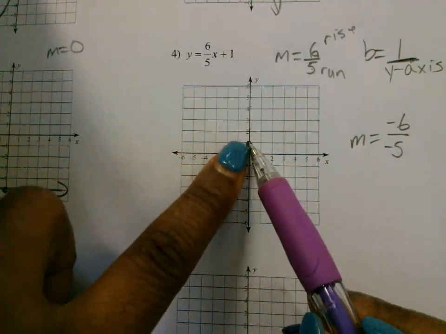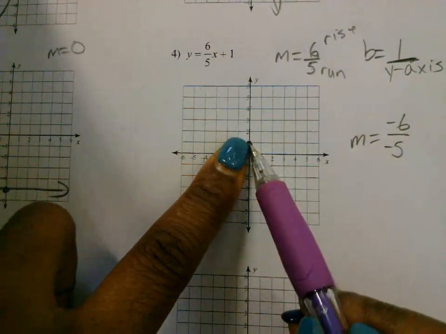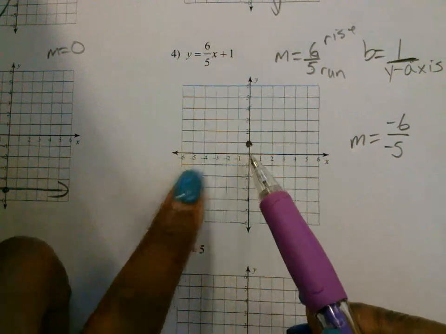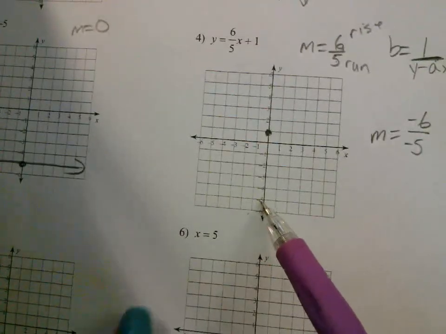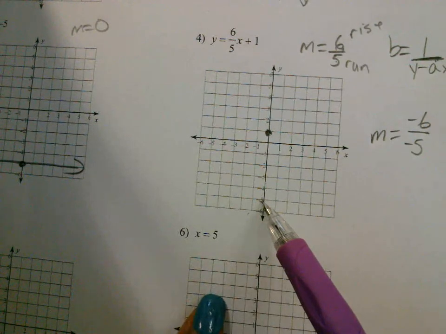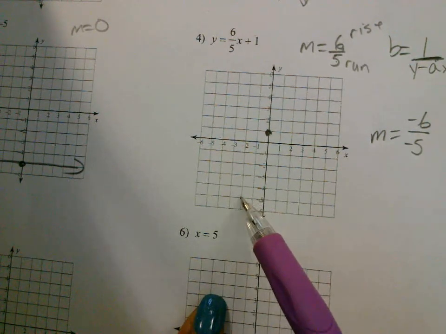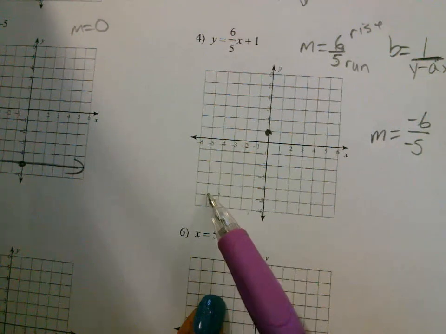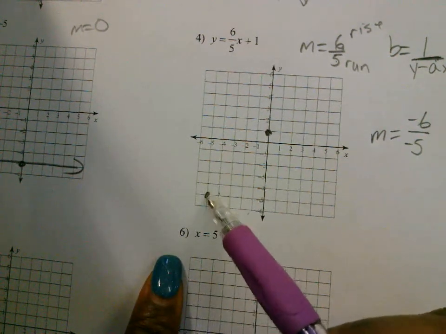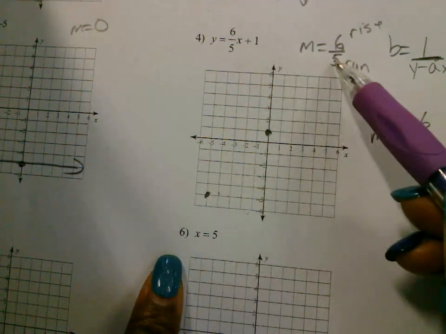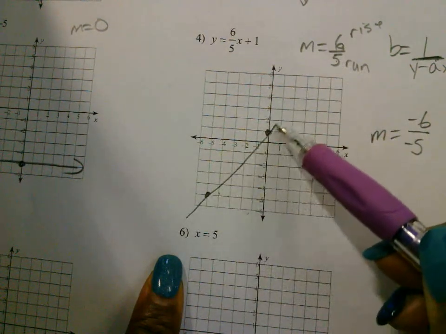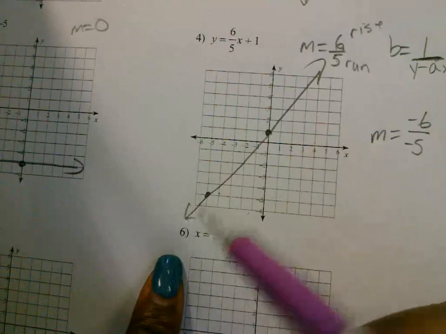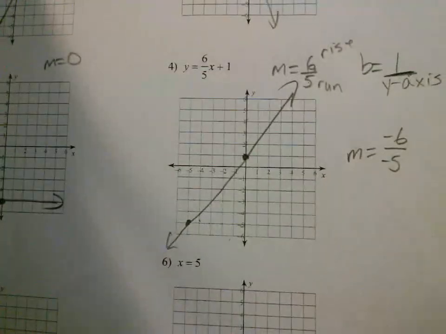All right, so from here, instead of going up 6, go where? 1, 2, 3, 4, 5, 6. Instead of going to the right 5, go where? 1, 2, 3, 4, 5 to the left. We didn't have enough space to go this way, so we did it in reverse. Extend the line. Got it?